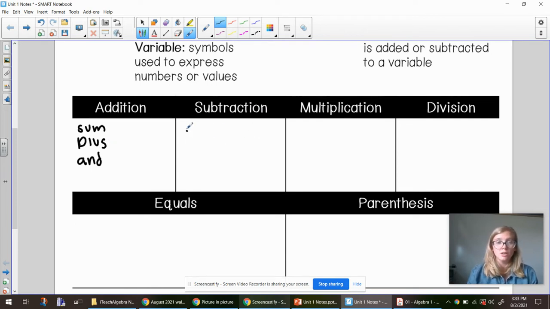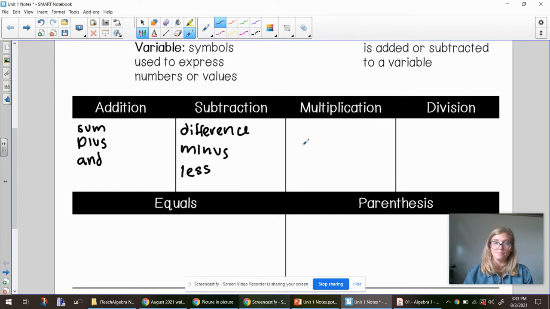For subtraction, we might use the word difference. We might use the word minus. We might use the word less. All of these are potential words to mean subtraction.